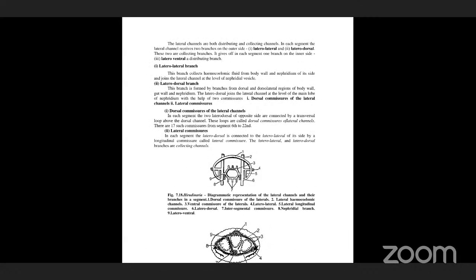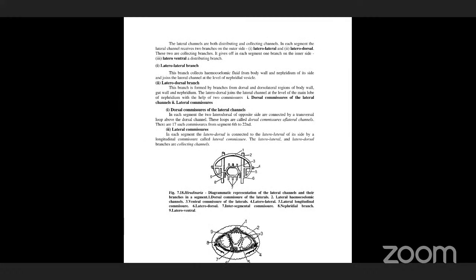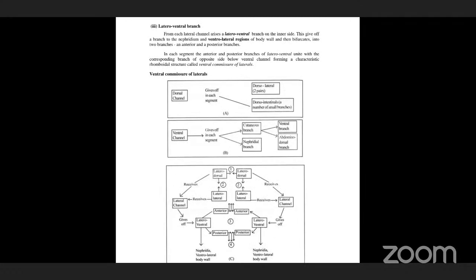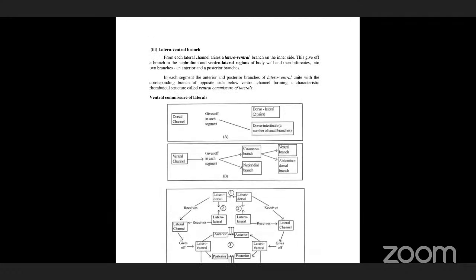Here again they are subdivided into lateral branch, laterodorsal branch, and dorsal commissures and lateral commissures are present. All these are based on the position. I'm just skipping, as all the function is similar. It is for the supplying of blood, but whether it is present at the dorsal end or ventral end, whether it is moving from dorsal to ventral, based on that the names were given. And another is the lateroventral branch.